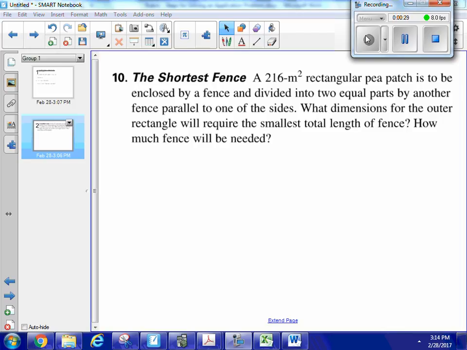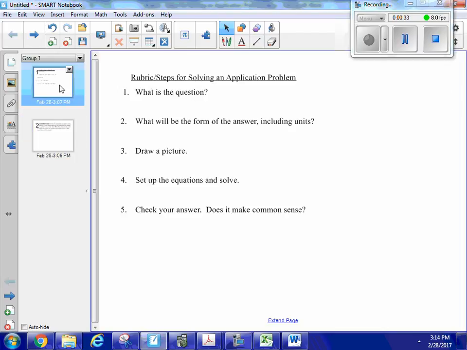How much fence will be needed? So let's go back to our, how do we solve an application problem? The first two items go together. What is the question? And what will be the form of the answer, including units?